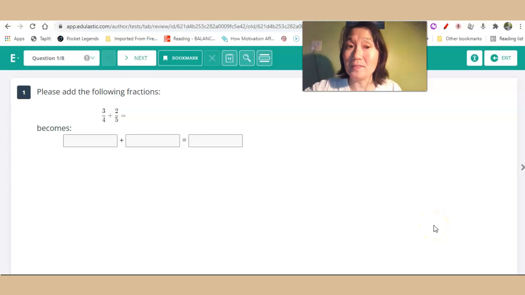Hi, fourth graders. This is Mrs. Nelson, and we are going to be working on adding fractions with unlike denominators.